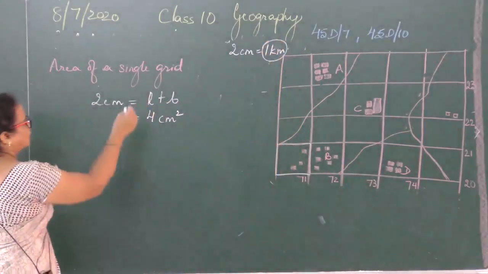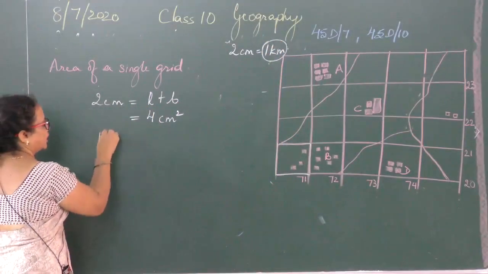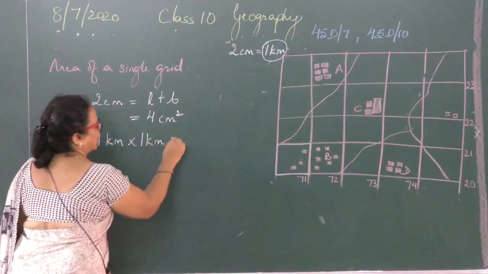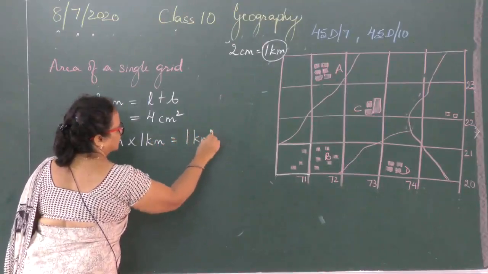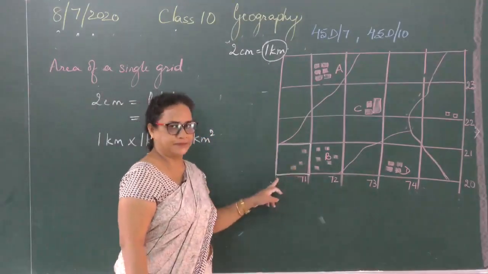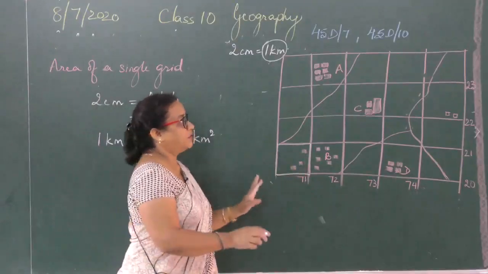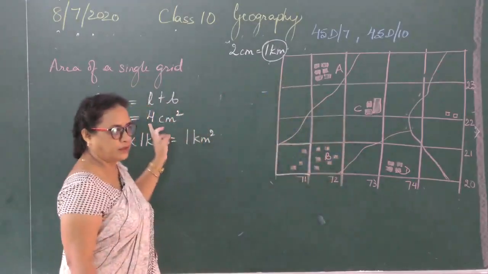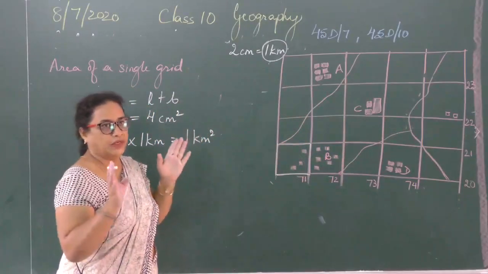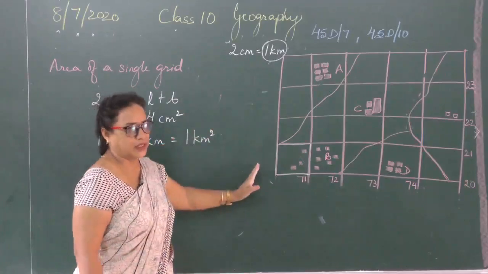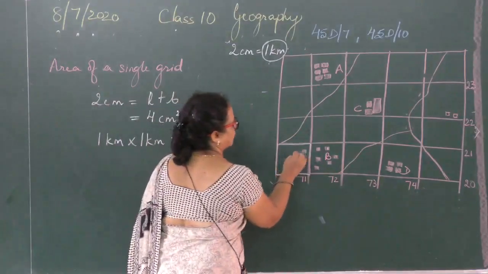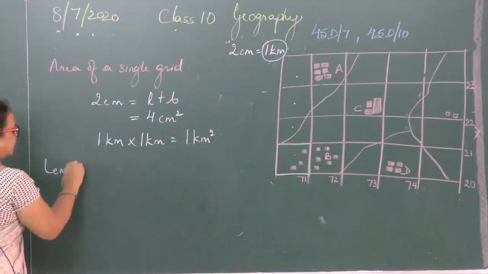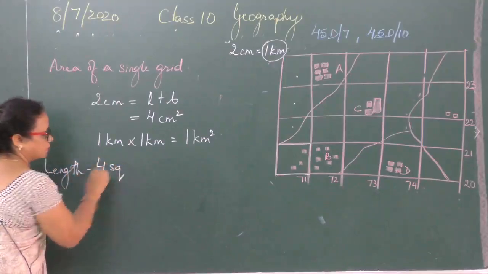In kilometers, because this is the actual distance, the side is 1 kilometer, and the other side is also 1 kilometer. The answer will be 1 square kilometer. This is of a single grid. Understand? If the area for the entire mapped region is asked, this is the same formula, no other formulas are applied. You will calculate separately. Now, you can simply count the squares, 1, 2, 3, 4. Clear? So, lengthwise we have 4 squares.